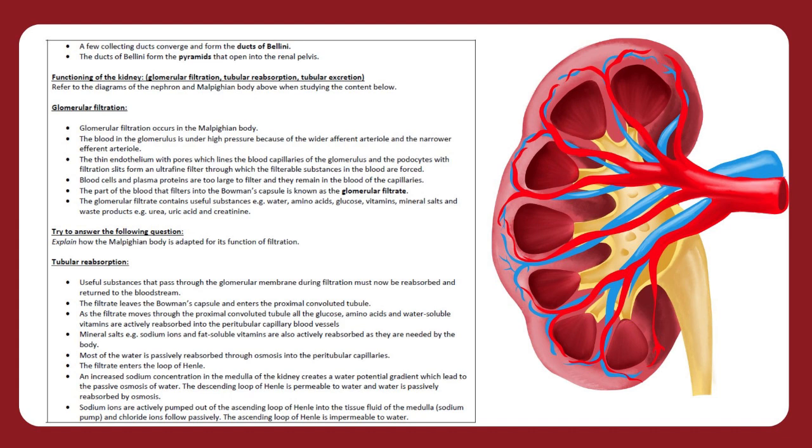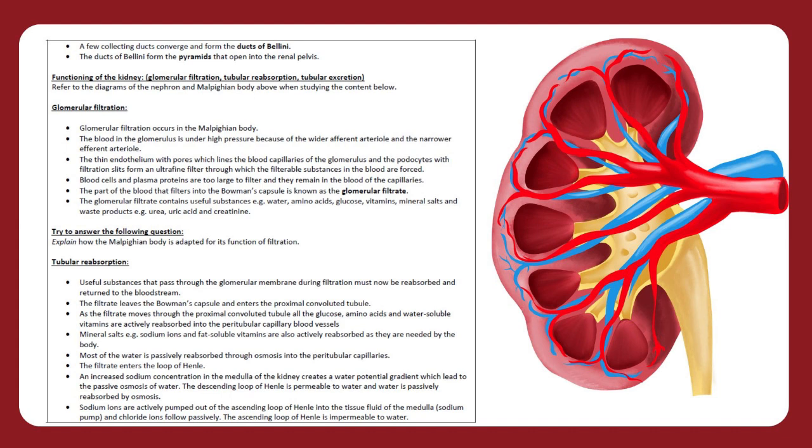Tubular reabsorption. Useful substances that pass through the glomerular membrane during filtration must now be reabsorbed and returned to the bloodstream. The filtrate leaves the Bowman's capsule and enters the proximal convoluted tubule.